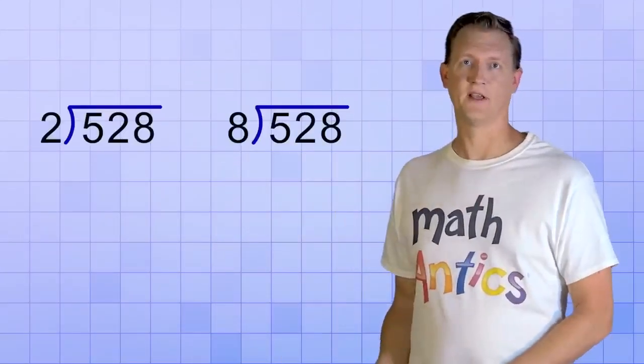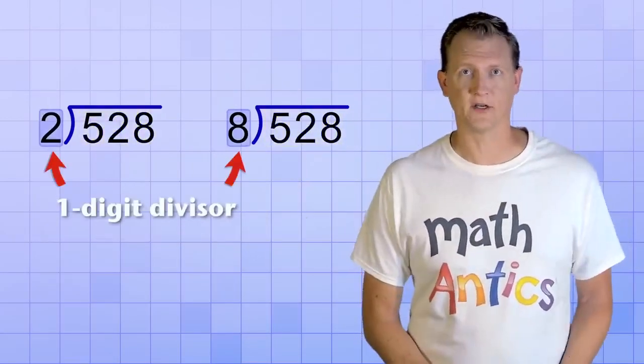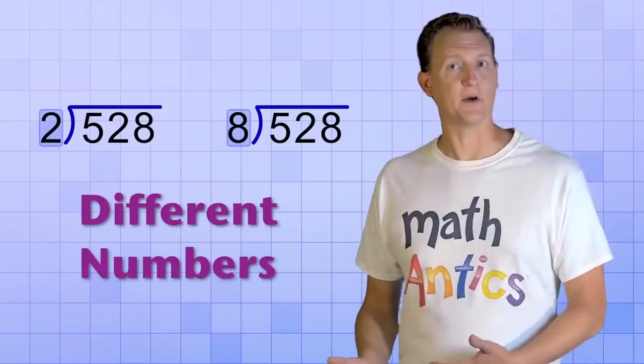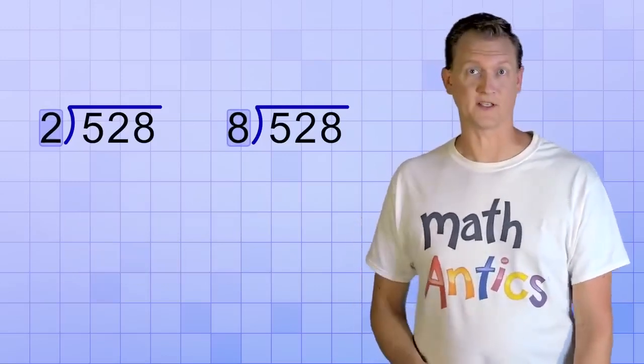To see what I mean, have a look at these two division problems. They both have the same dividend and both have a one-digit divisor. But these divisors are different numbers, and as you'll see, that's going to affect our digit-by-digit division process.